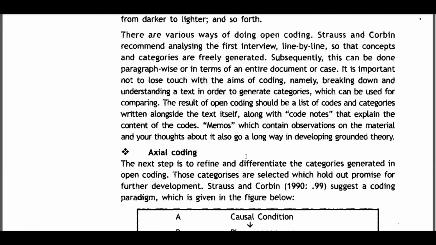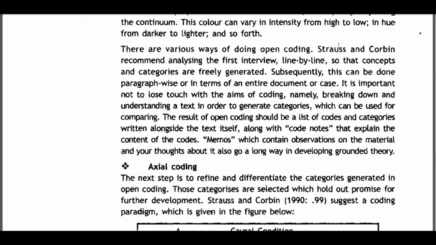There are various ways of doing open coding. Strauss and Corbin recommend analyzing the first interview line by line, so that concepts and categories are freely generated.